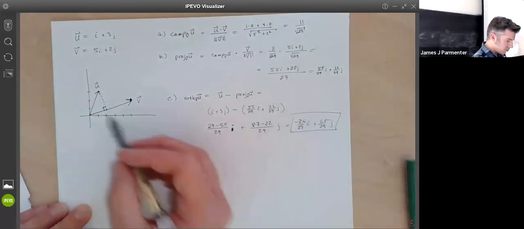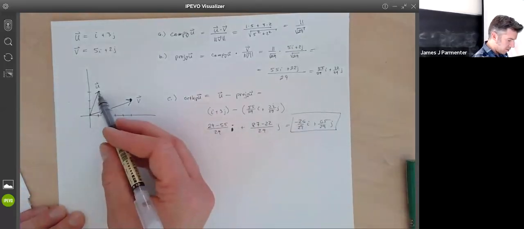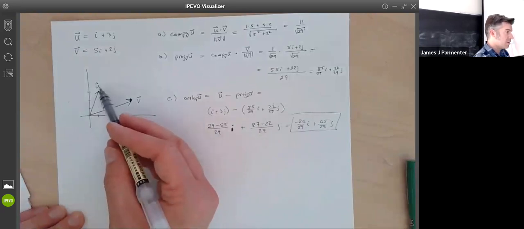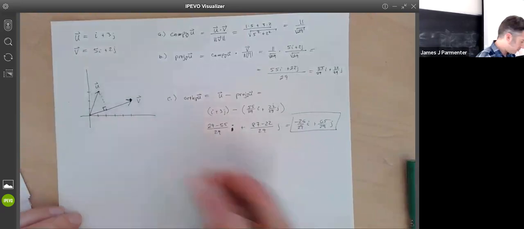And again, seems reasonable, right? It looks like from there to there, we're definitely going left and up. So it definitely seems like we've got the right vector.